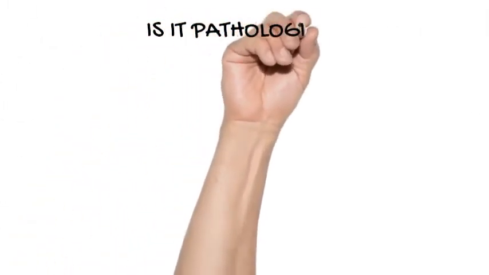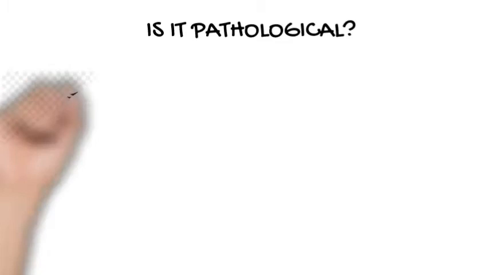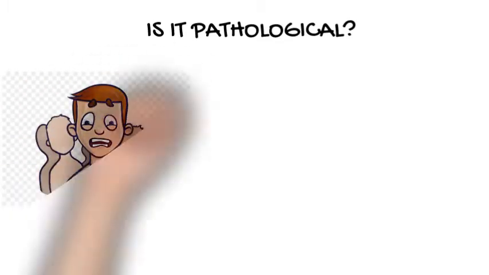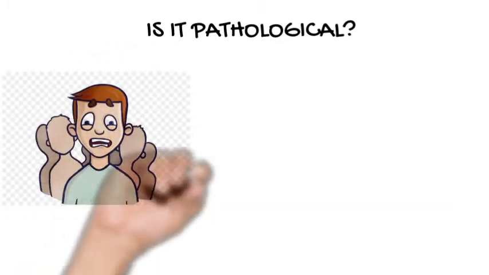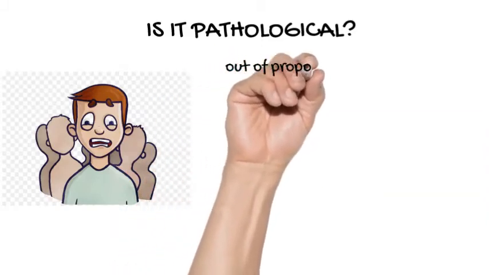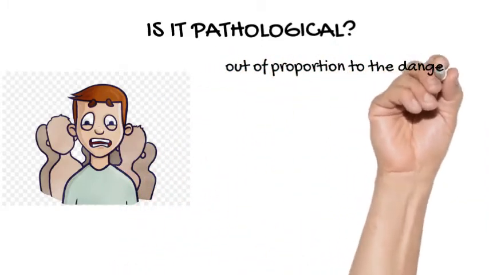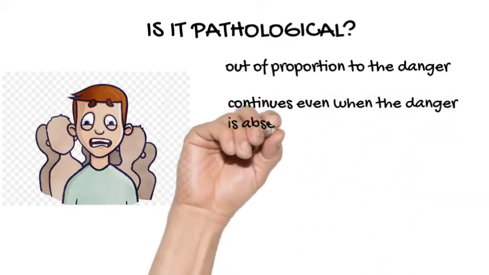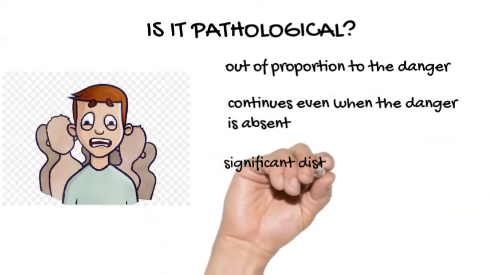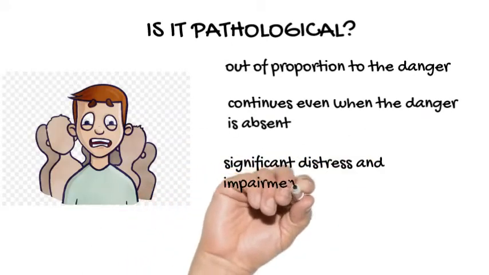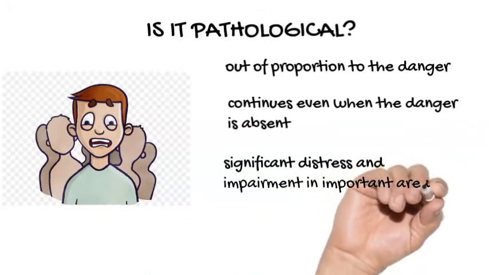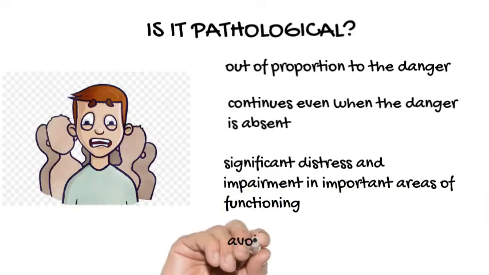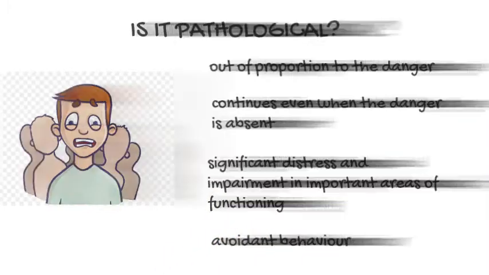Is what the patient experiencing pathological? Anxiety becomes a disorder when it is out of proportion to the danger or threat causing it. It continues even when the danger or stimulus is no longer present. It results in significant distress and impairment in social, academic, occupational or other important areas of functioning. It leads to avoidant behavior.